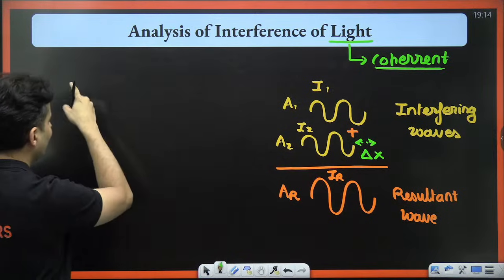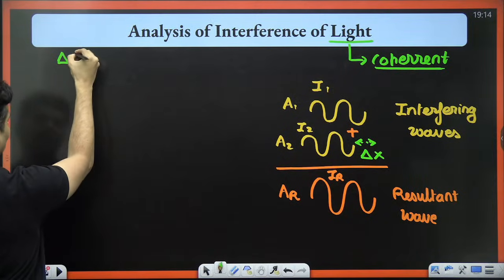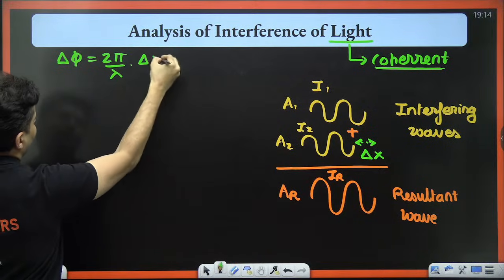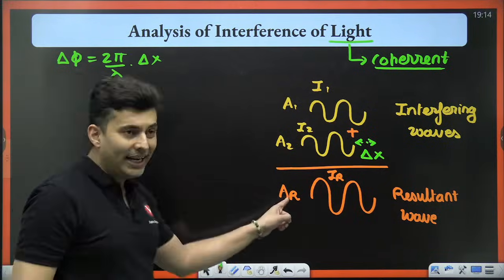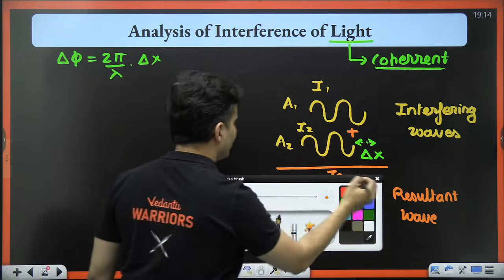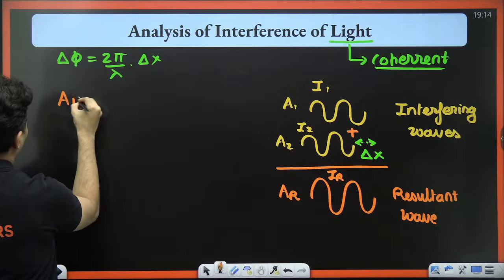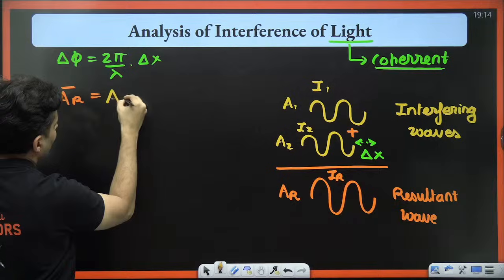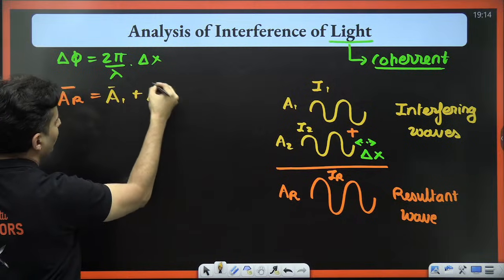From that delta x, we were able to find delta phi. Remember that formula was there. Delta phi was 2 pi by lambda into delta x. To find AR, treat them like vectors. That is something like this. AR bar is equal to A1 bar plus A2 bar.